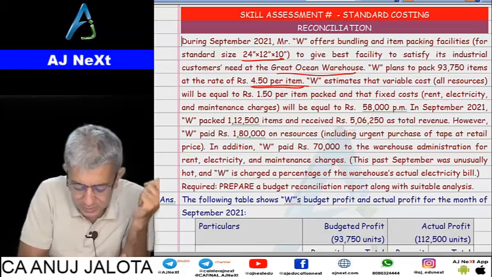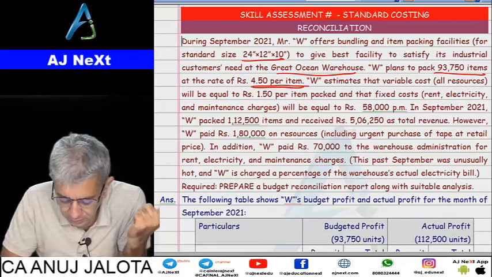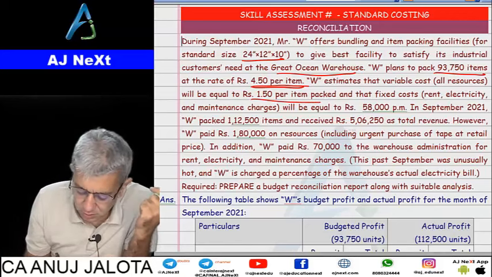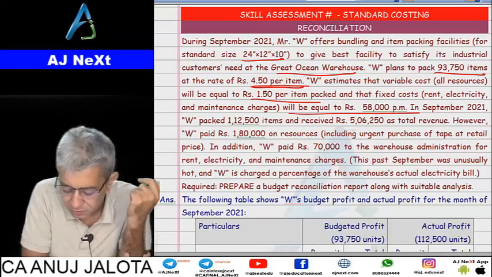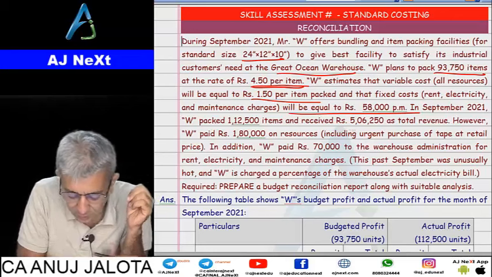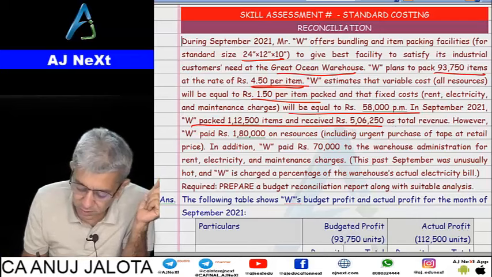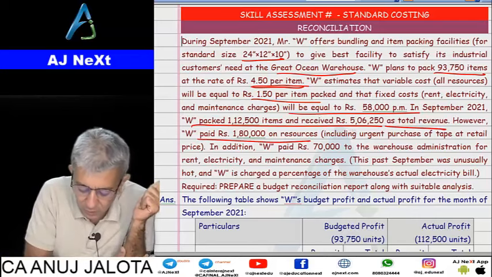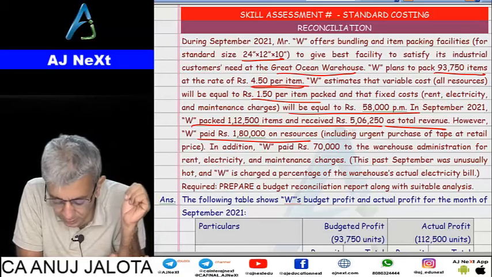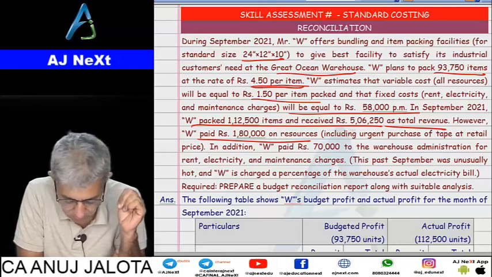So selling price is 4.5. It's going to be packing these many items. Variable cost is 1.5 per item packed, and fixed cost, that is rental and electricity, will be equal to 58,000 per month. In September 21, it packed 112,500 items and received 506,250 as total revenue. Okay. However, it paid 180,000 on resources, including urgent purchases of tape at retail price.